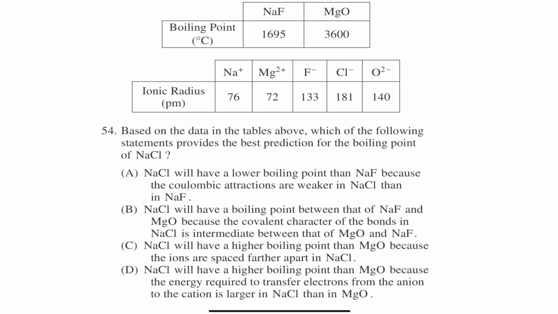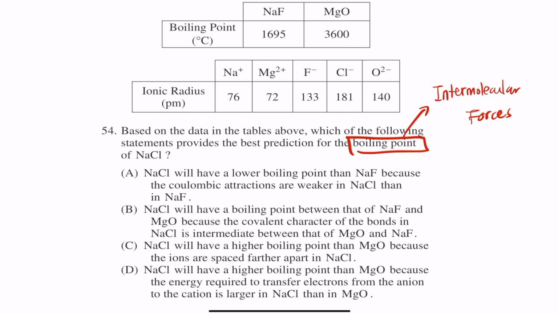Number 54, based on the data and tables above, which of the following statements provides the best prediction for the boiling point? Once again, I've been reiterating this multiple times, but whenever you hear the word boiling point, you're supposed to think what? Intermolecular forces, right? Because stronger intermolecular forces means you have higher boiling points, right? It's harder to separate those molecules by letting them overcome the intermolecular forces.